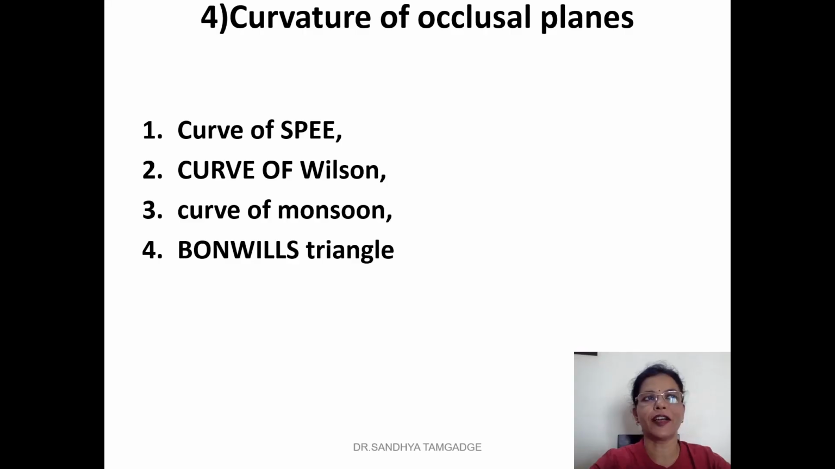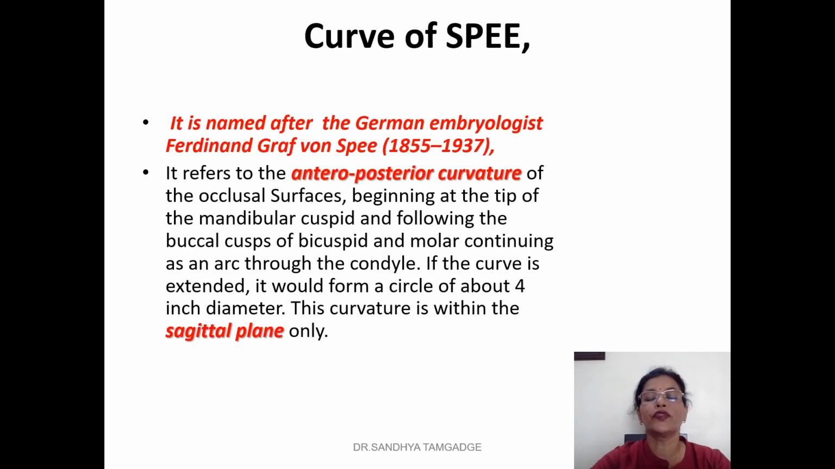Researchers have identified such curvatures, and accordingly, these curvatures are named as curve of Spee, curve of Wilson, curve of Monson, and one triangle that is Bonwill's triangle. So, a lot of geometry can be seen in our teeth arrangement. Now the first curvature is called as curve of Spee.